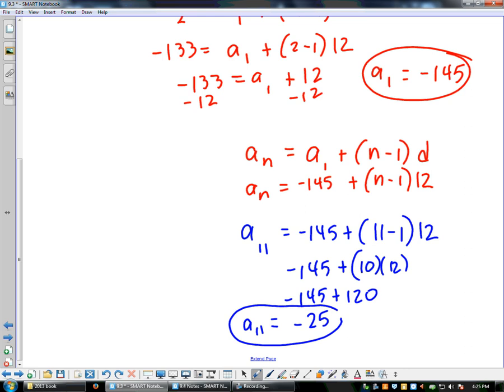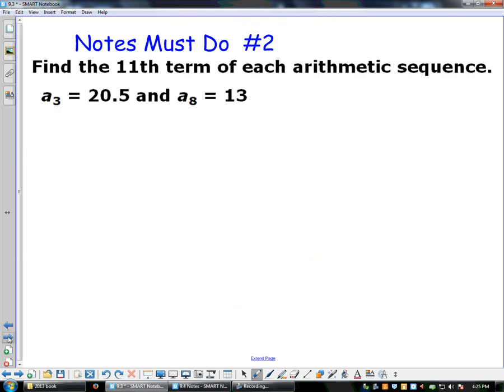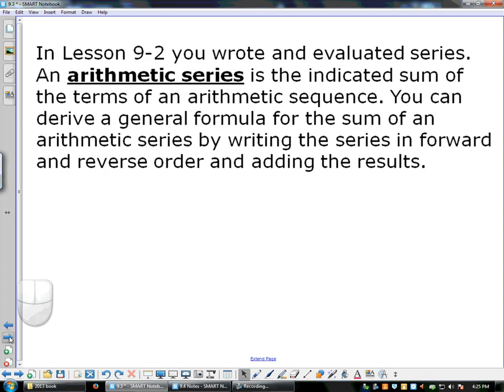All right, that brings up the next notes must do. You're going to find the 11th term of the arithmetic sequence. A sub 3 equals 20.5, and a sub 8 equals 13. So again, don't forget, you're going to find your common difference by doing a sub 8 minus a sub 3 over 8 minus 3, and go from there.